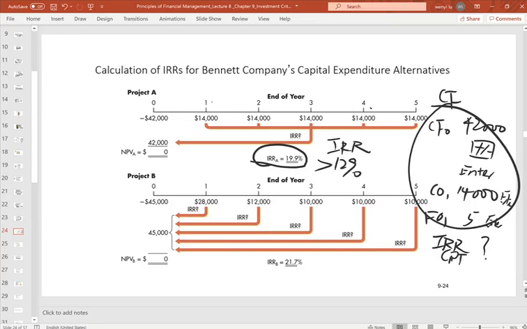Also, you will do the same thing for project B. Press IRR and you can get the answer. Because A and B both have an internal rate of return more than the required rate of return in the question, both projects will be okay under this criterion.